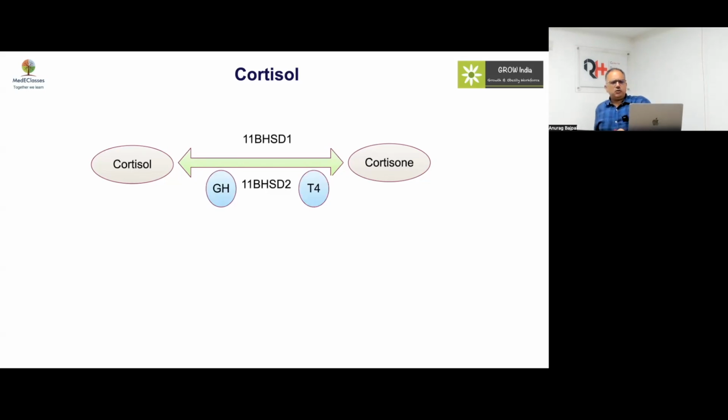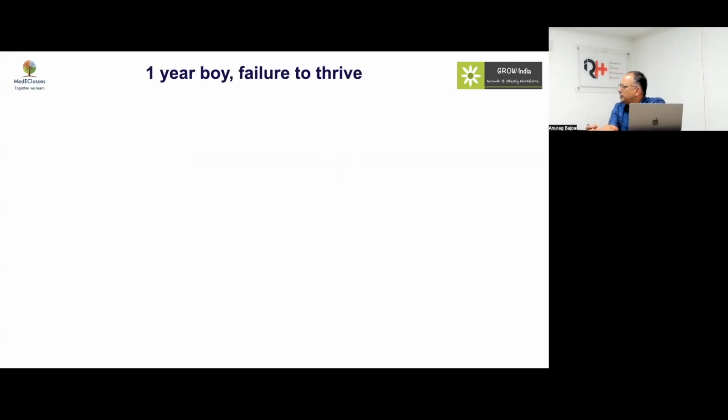Now, we know that growth hormone and thyroxine have an impact as far as cortisol metabolism is concerned. They promote the conversion of cortisone to cortisol. So starting growth hormone or thyroxine in somebody who has cortisol deficiency may precipitate an adrenal crisis, which you really don't want to do, and that becomes important from that perspective.